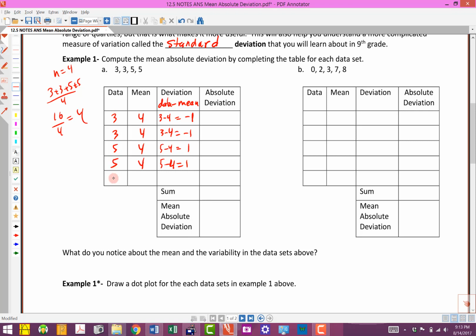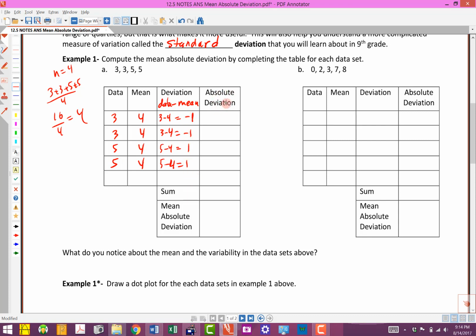We're going to write down the data points right here. We're going to find the mean for the data set. We're going to put that right here. And then we're going to find the difference between each one of those data points and the mean. So in other words, we're going to figure out how far they are from the mean, and the sign right here is going to represent the direction. So for example, 3 is 1 below the mean, and 5 is 1 above the mean. That's why these are negative and these are positive.